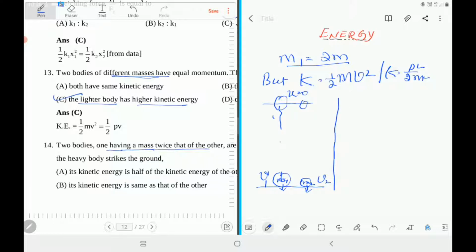We'll do that. See how to find final velocity when you know initial velocity and acceleration. What is acceleration? Minus g. And what is direction of motion?